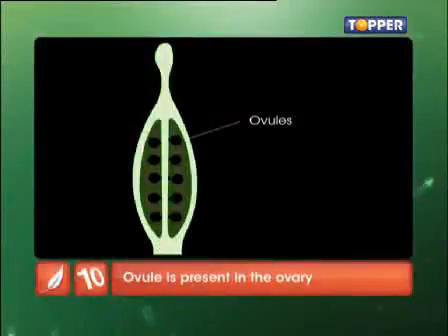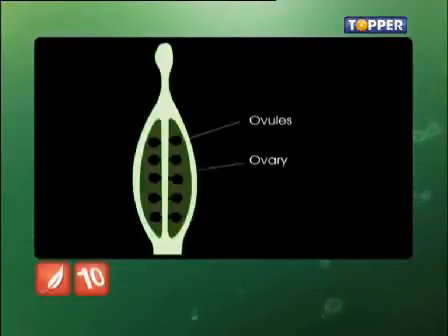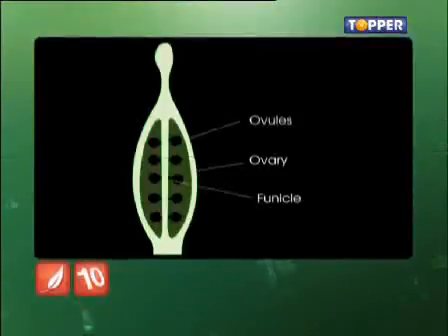Pollination and seed formation. To understand the process of pollination, we should first know the anatomy of an ovule. Ovule is a small structure contained in the ovary. Each ovule is attached to the placenta by a stalk called the funicle, which provides nourishment to the ovule.